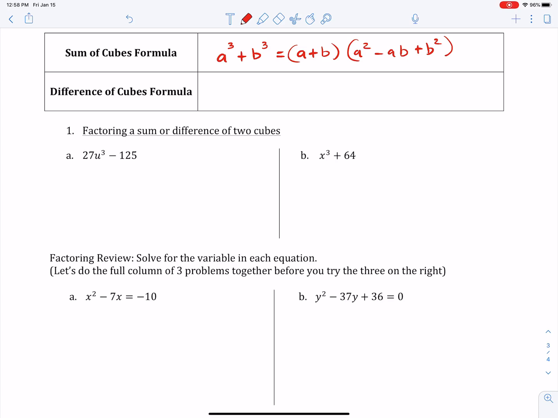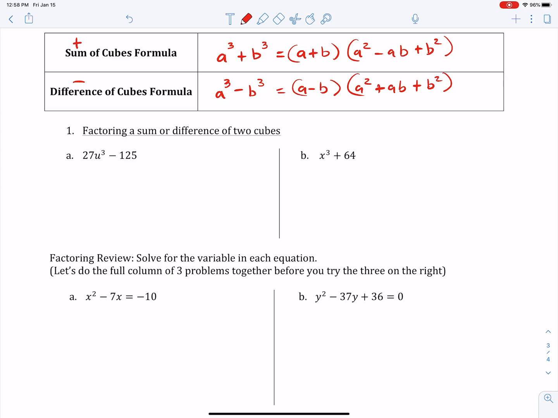And then it goes into difference of cubes. Again, when you're looking at sum, what that means is addition. When you're looking at difference, subtraction. So it's the same formula, we just change the signs. A cubed minus b cubed equals, instead of a plus b, it's going to be a minus b. And then it's going to be a squared plus ab plus b squared. Okay. Now let's utilize these formulas that we've just been given in some examples here.